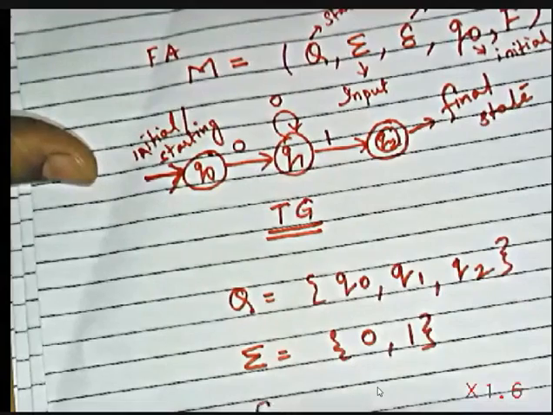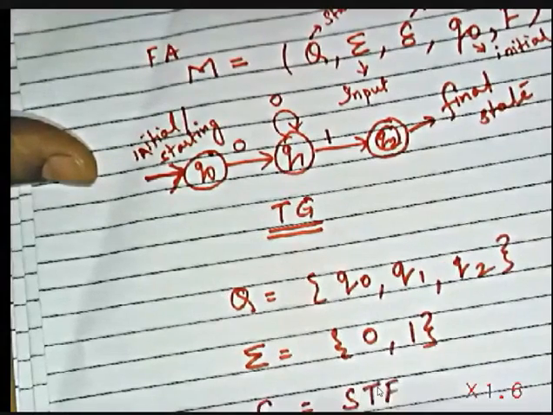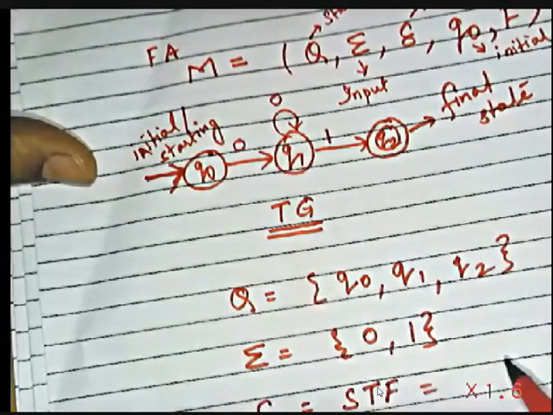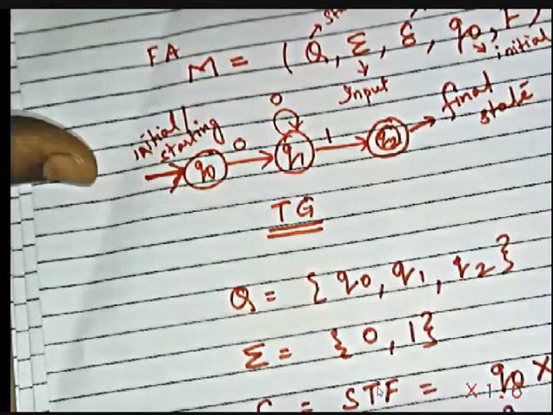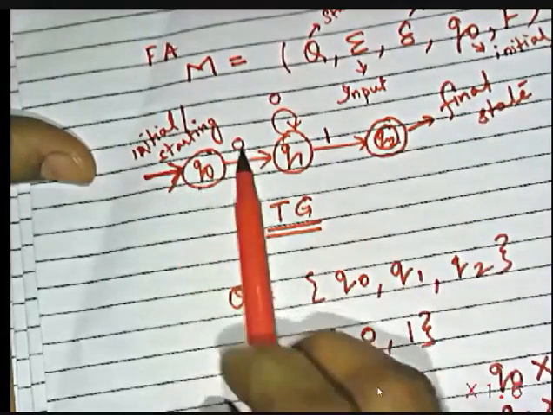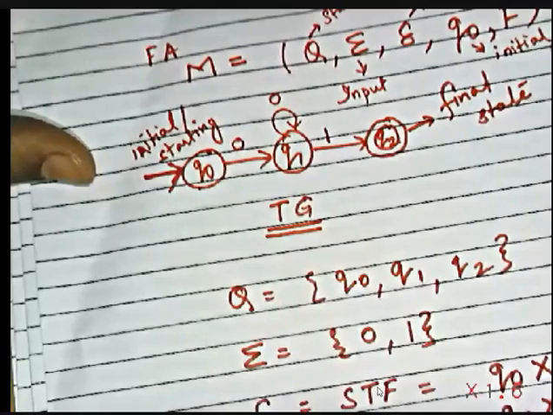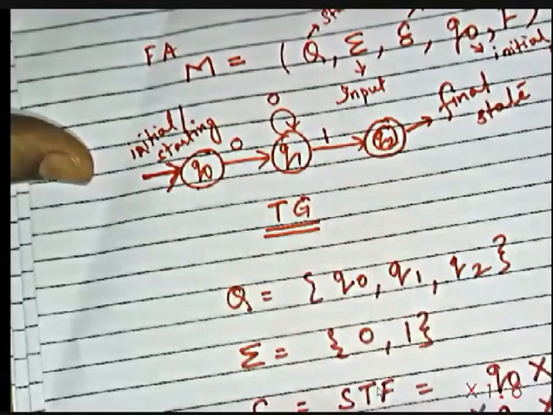Now what about the delta function? The delta function represents the state function. Here we have to write it for every pair. Every pair means Q0 with 0, what will be the next state? Q0 with 1, what will be the state? I can get it from this diagram. So Q0 on 0 moves to Q1. Now Q0 on 1, there is no indication here, so I did not consider it, I can keep it blank.